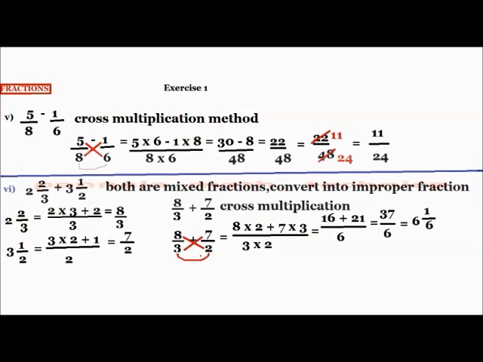5 by 8 minus 1 by 6. Both are unlike fractions. Use the cross multiplication method. And here, 2 by 3 plus 3 1 by 2. Both are mixed numbers. Convert them into improper fractions and then use the cross multiplication method.